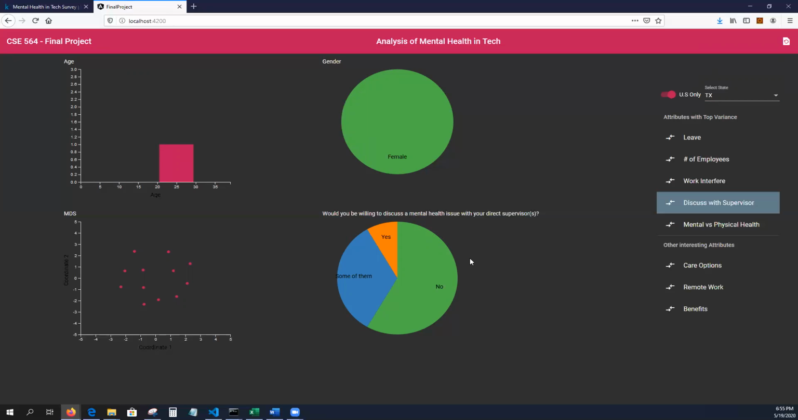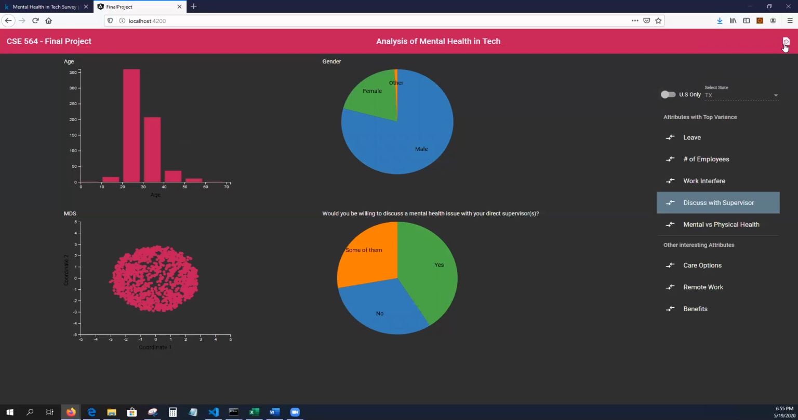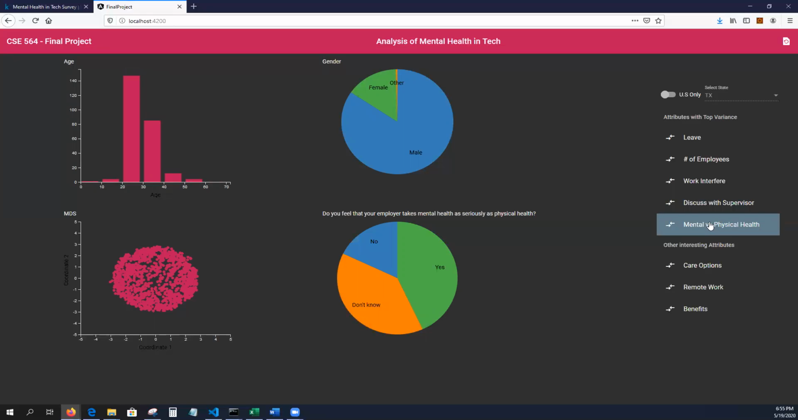So I think this is something we can analyze between different states, and see how a state is doing well and what a different state can learn from them. If we go back to the entire world and pick how many of them are okay to discuss with their supervisors, we can see that a lot of males are open to discuss versus not a lot of females. You can also see mental versus physical health, which says how seriously the employer takes a mental health condition as much as they take physical health conditions.